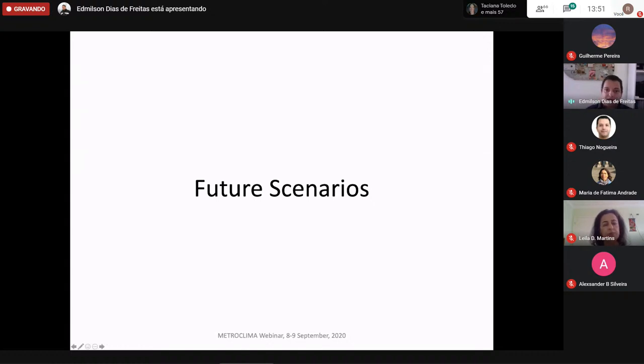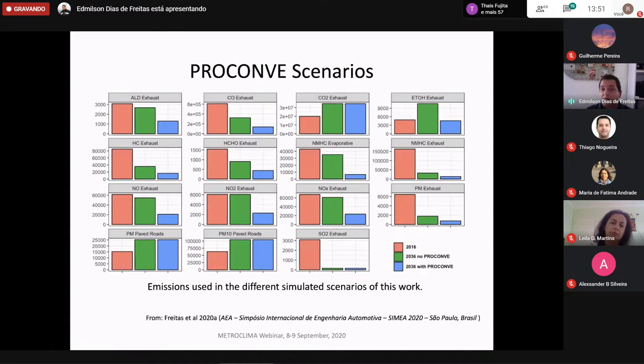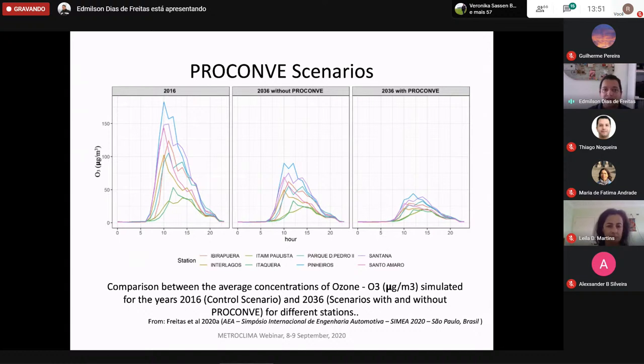About future scenarios, which is important for one of the objectives of the project, we did a lot of things. One of the things that we did was to simulate possible scenarios to verify the benefits of the PROCONVI program. So we made some simulations for the future. The future for us is 2036.